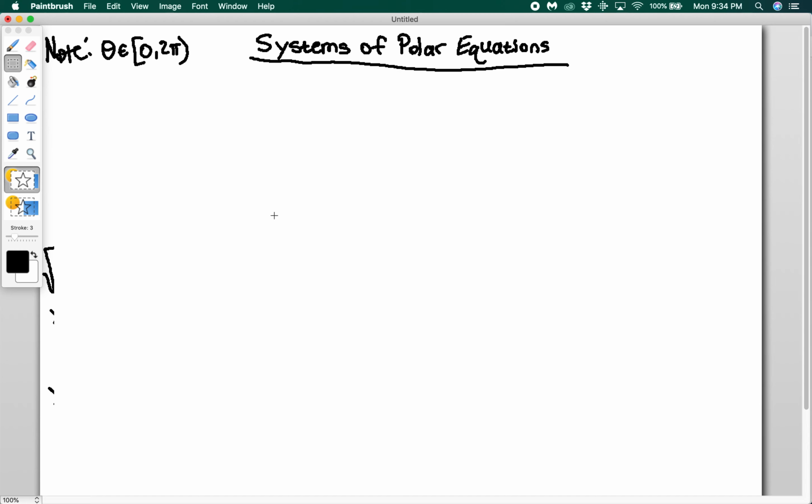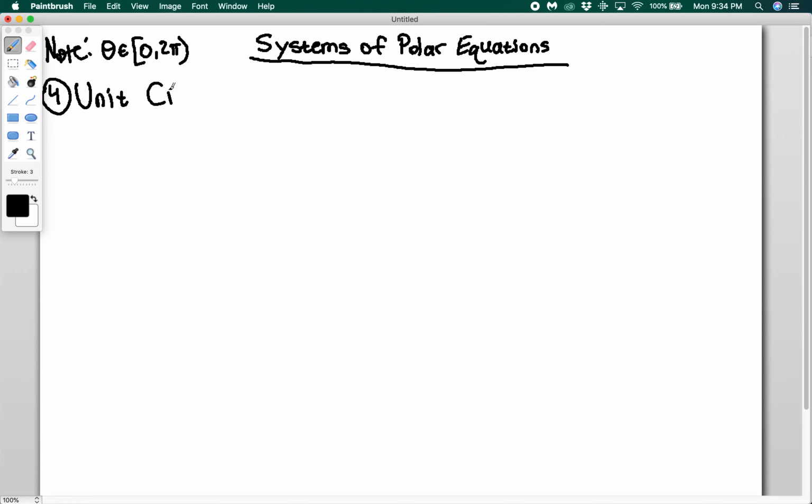Get rid of all this junk. All right. So method 4, we're going to call the unit circle. We kind of use the unit circle to solve this.